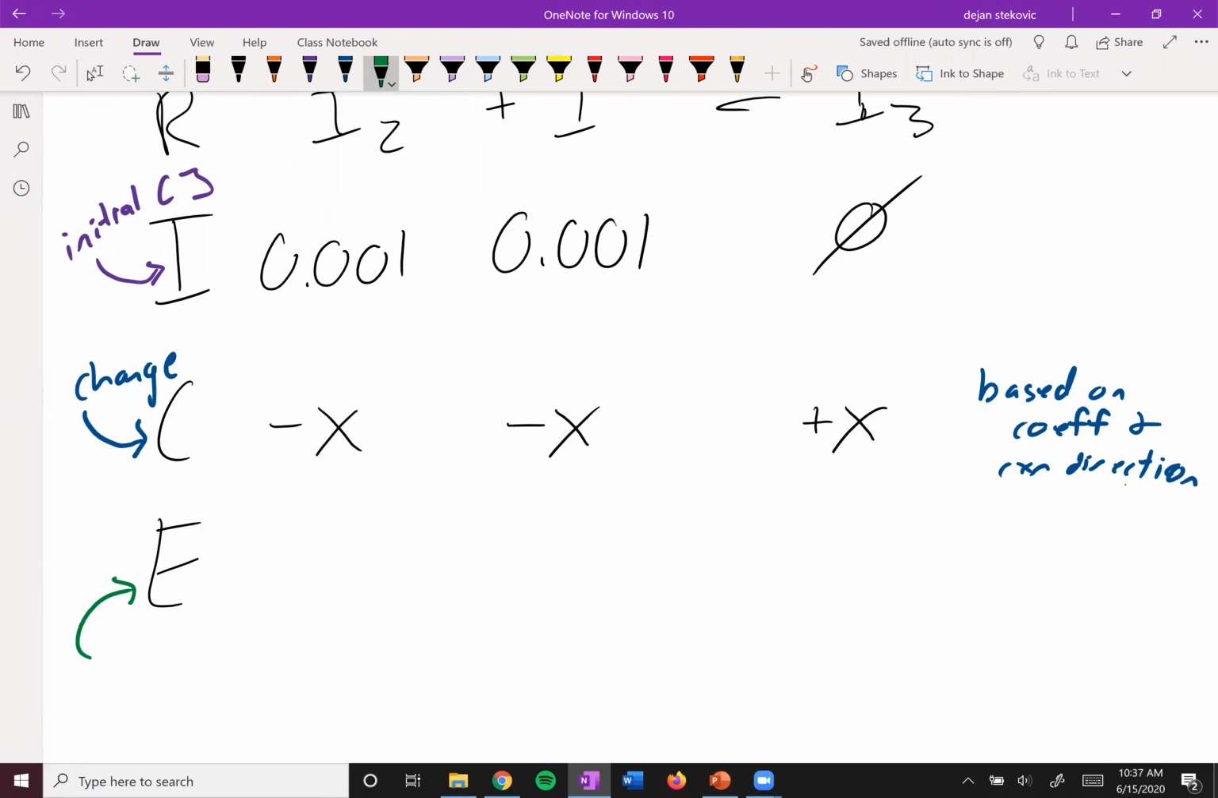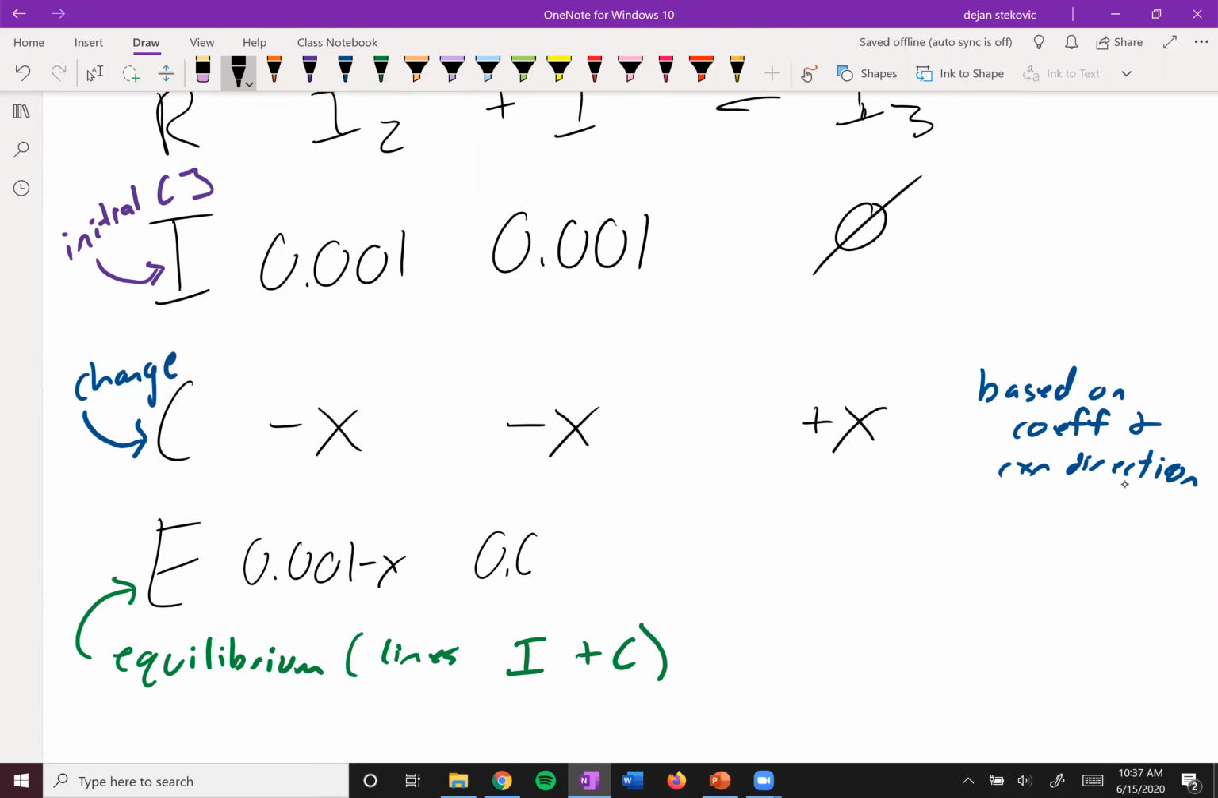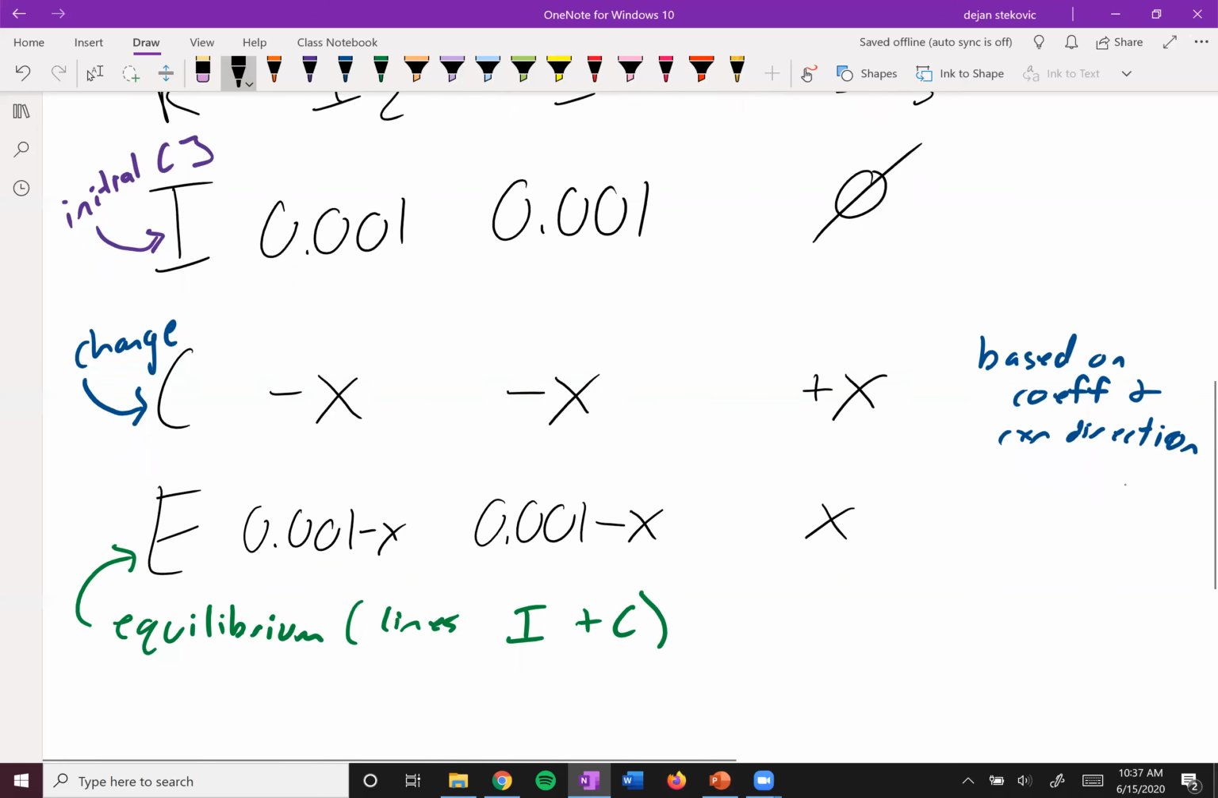And then this E stands for equilibrium. And it's just lines I plus C, right? So you're just going to add them up. So in this case, we have 0.001 minus X. Here we also have 0.001 minus X. And then here we just have X.